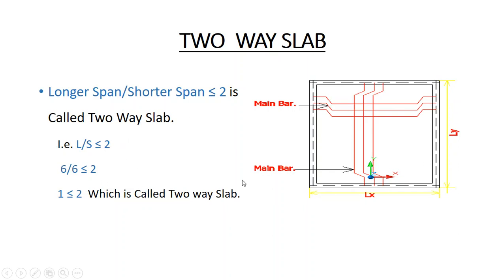As you can see, we take an example of 6 by 6 on the longer span and on the shorter span, which gives us 1, which is less than 2. So this is called a two-way slab.